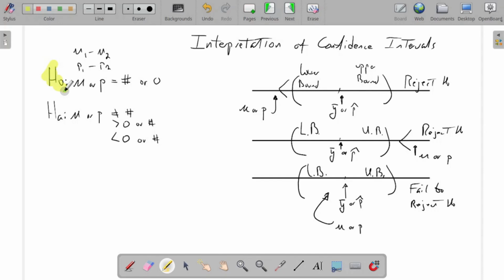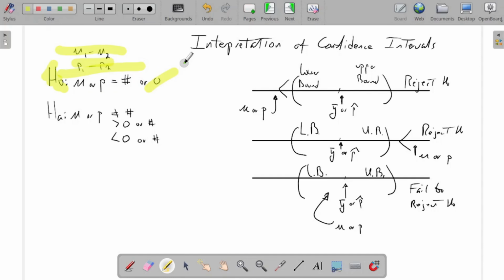Null hypothesis is either going to be one of the two parameters, either mu or p equal to a number, or if it's the two sample comparisons where we have a difference of means or a difference of proportions, then that'll be equal to 0.